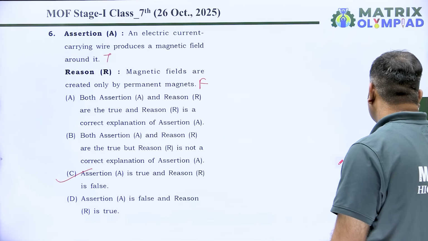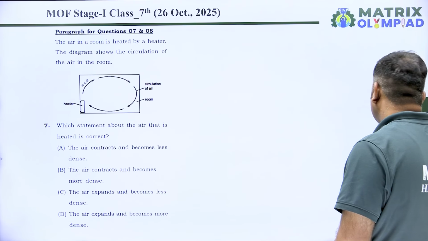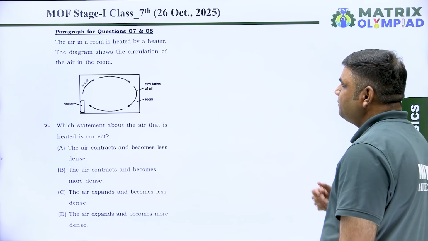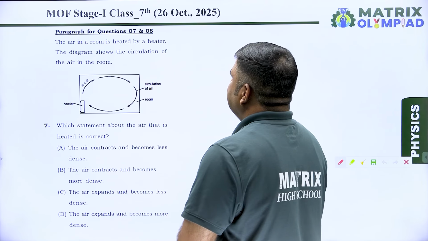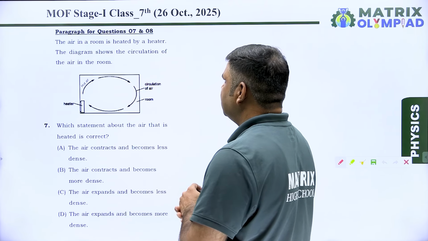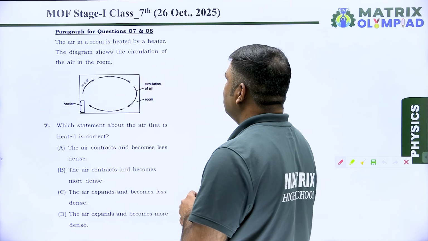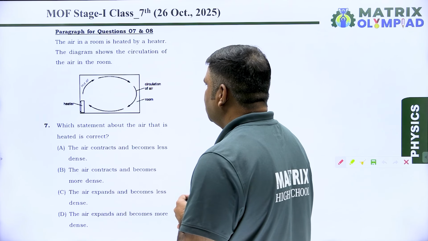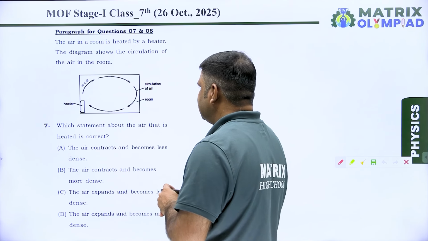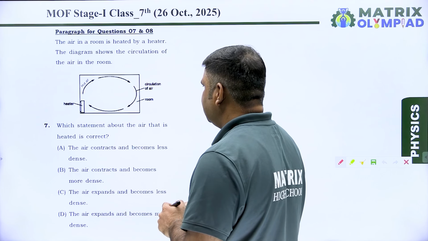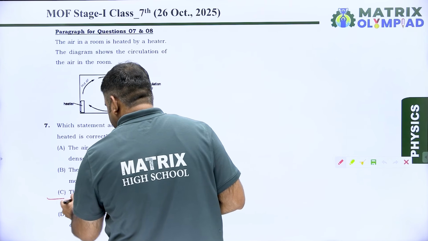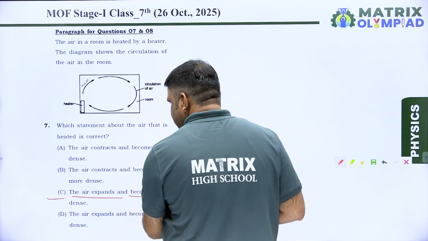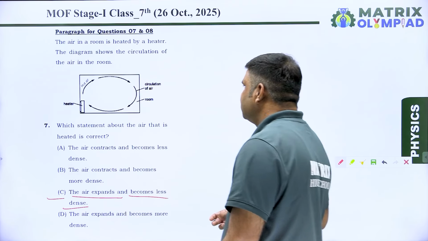Move to the next question, question number 7. Question number 7 and 8 both are based on a paragraph. The air in a room is heated by a heater. The diagram shows circulation of air in the room. Question number 7, which statement about the air that is heated is correct? So our correct answer will be C. The air first expands and becomes less dense.